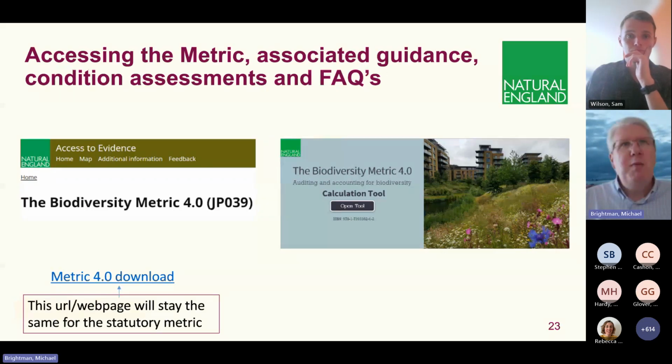The metric itself is in the public domain and it's on the Natural England Access to Evidence webpage. The URL at the bottom left of this website will take you to it, or if you were to Google BNG metric 4.0, it's likely to be in the top couple of results. That URL will remain the same for when the statutory metric is available. So it will be the same link to the Natural England Access to Evidence webpage, but instead of downloading metric 4.0 from there, you would download the statutory metric.